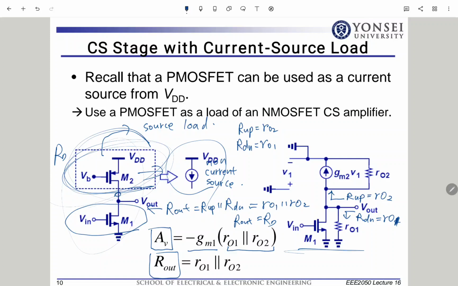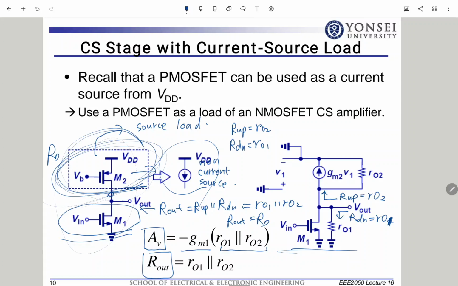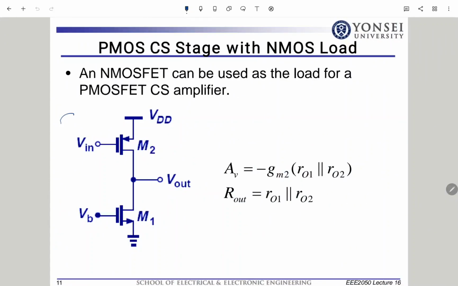Now, I said M2 transistor is source load when it comes to M1 point of view. Okay, M1 point of view. Now, let us look at this circuit configuration a little differently. Let us take a look at this transistor configuration from M2 point of view.